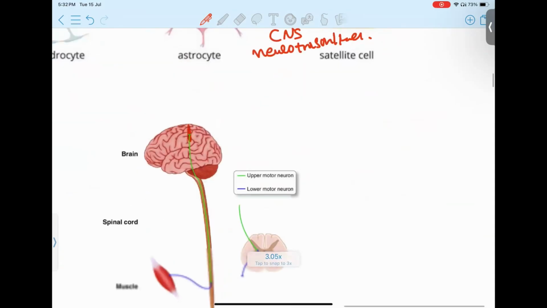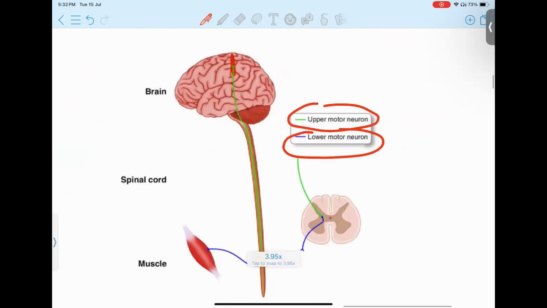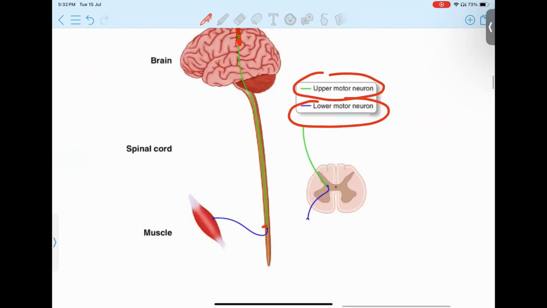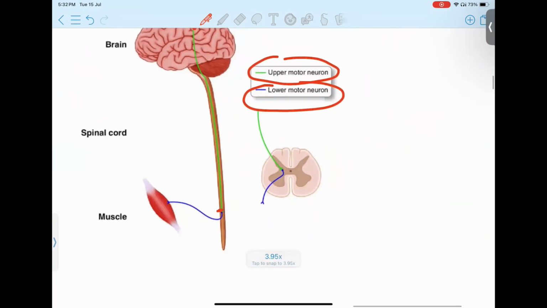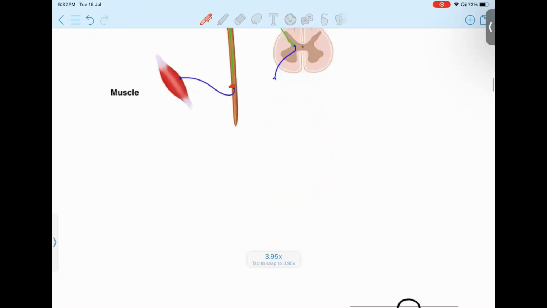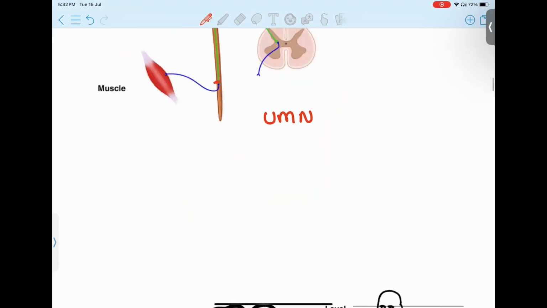Next, moving on to the upper motor neuron lesion and the lower motor neuron lesion. Here you can see the upper motor neuron comes from the cerebrum to the anterior horn of the spinal cord. And from the spinal cord to the muscle, that is your lower motor neuron. And how are patients affected in the upper motor neuron and the lower motor neuron lesions?